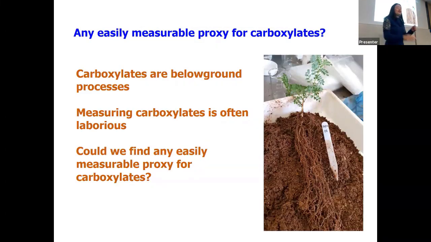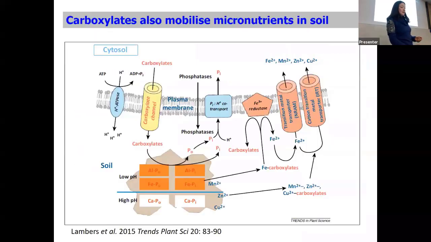As I have just mentioned, carboxylates are important for phosphorus acquisition, but measuring them is quite tedious and labor intensive. So if we can find any simpler, more easily measurable proxy for that, it will be useful for the breeders. So again, I return to this diagram.